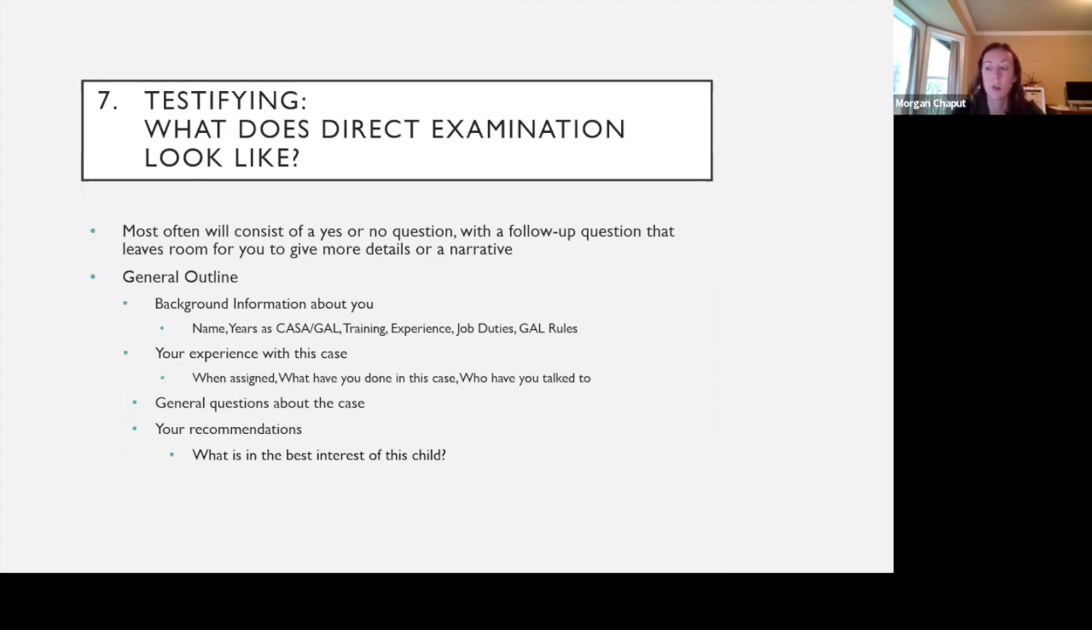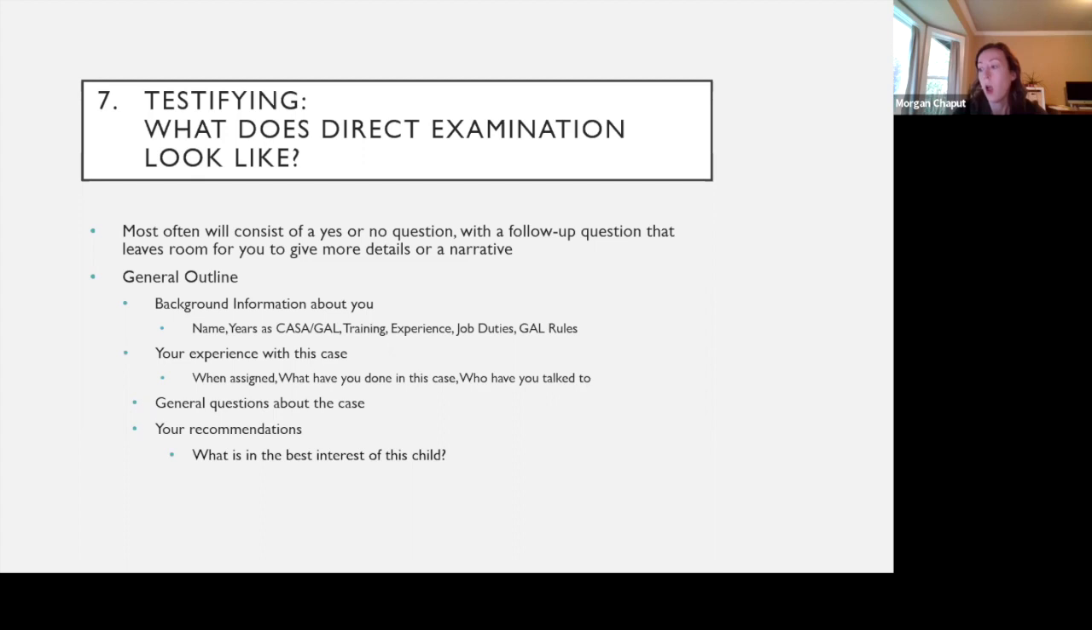So there will be some general questions about the case, and this is going to depend specifically on what this case is about. If it's a chemical dependency case, it may be questions about parents' involvement in UAs, or whether you made observations of parents being under the influence at visits or something like that. If it's a case about, for example, medical neglect, they may ask questions about your understanding of parents' involvement in medical appointments or things of that nature.